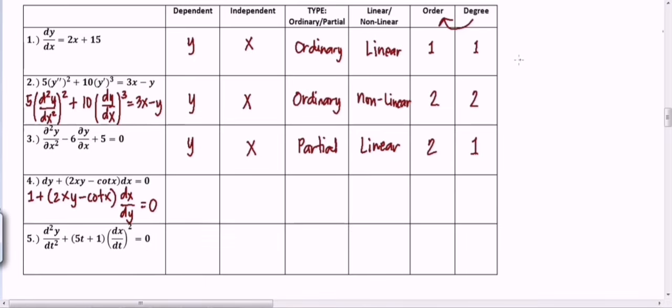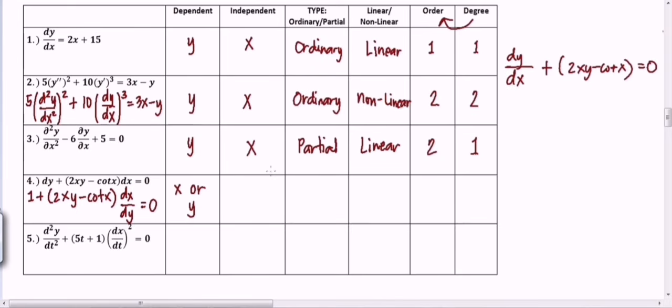Pag dinivide ko naman yan by dx, magiging dy over dx plus, and then itong dx na to makakancel pag dinivide mo siya by dx, times 2xy minus cotangent x, and then equals 0. Okay? So, pwedeng ang dependent natin dito, pagka dinivide siya by dy is x. Pag dinivide naman siya by dx, y ang dependent. So, ibig sabihin, it's either of the two. So, ang dependent natin dito ay x or y. Not x and y, ha? So, x or y lang.